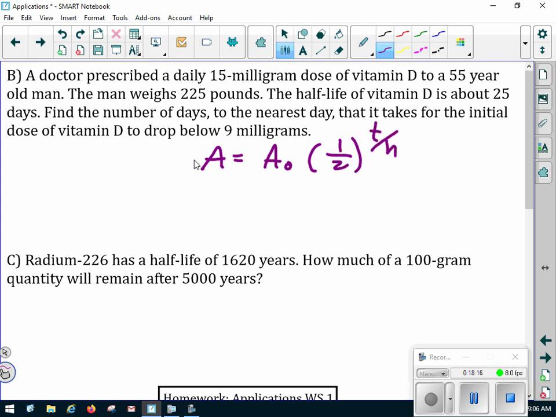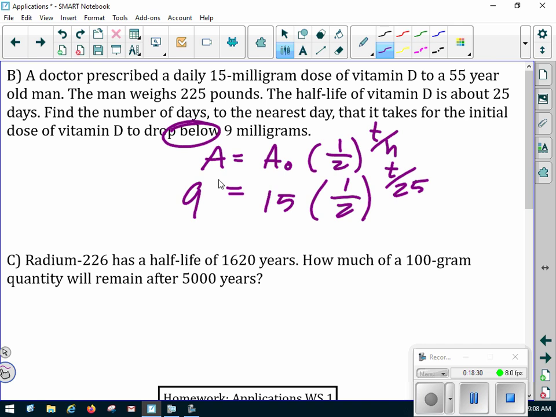Write an equation. To the what? T over 25? And that equals, we want to know 9. But remember, we're going to have to, below, so we're going to have to use what word in our answer? After. After. Okay. Let's put this in your calculator real quick.